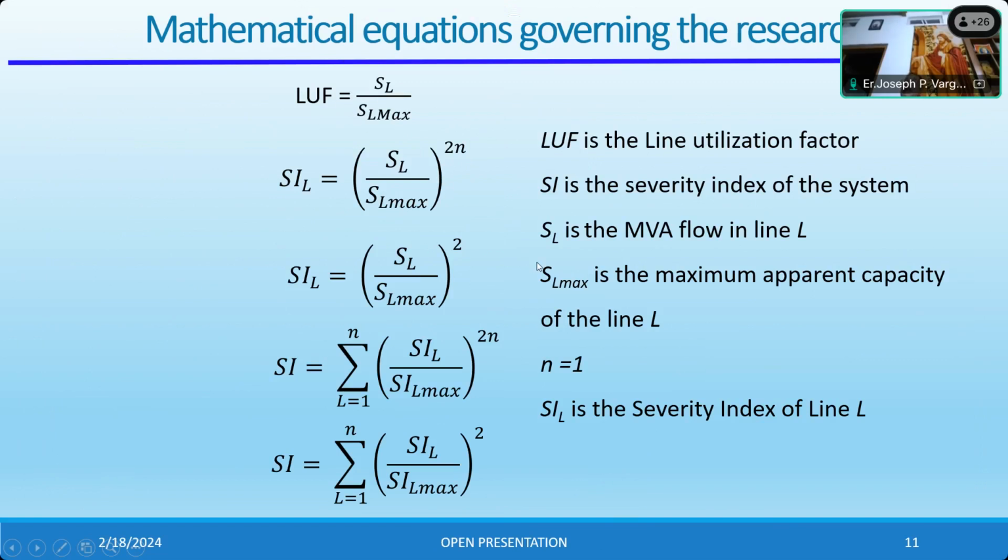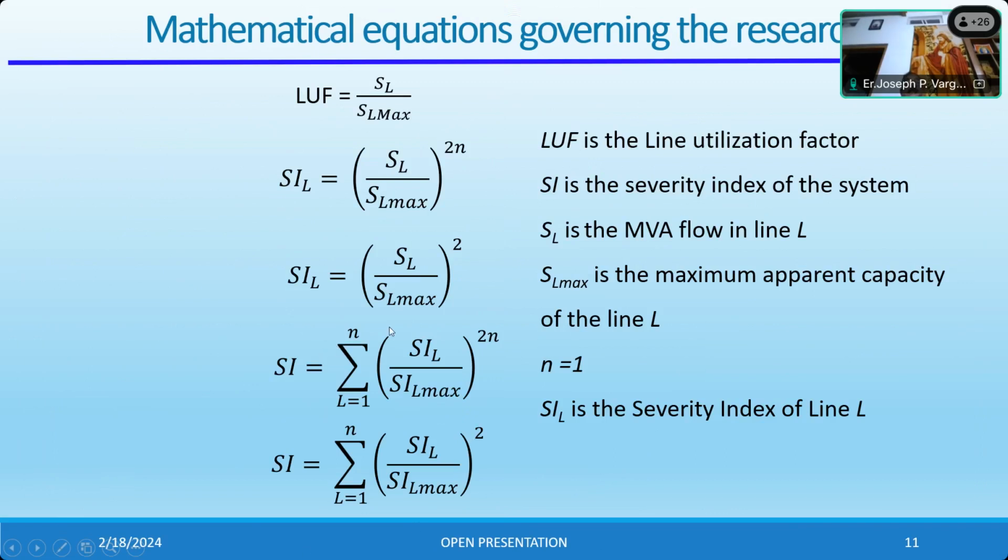It is also given in that same textbook that the value of n is optimal when n is equal to 1. Hence, the equation of the severity index of the line will be (SL / SL max) raised to 2. We have calculated the values for all n from 1 to 10, but the best value is obtained when n is equal to 1. It has also been proved by the Allen Wood textbook.